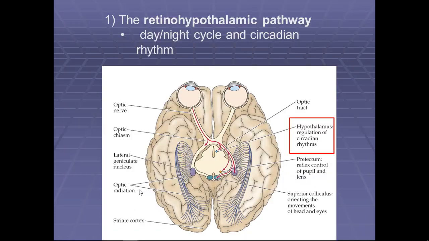In addition to the cortex, the visual information will be sent to 3 subcortical destinations, and will be associated with involuntary and unconscious processes related to vision. The first destination will be the hypothalamus. This is carried by a pathway called the retinohypothalamic pathway.